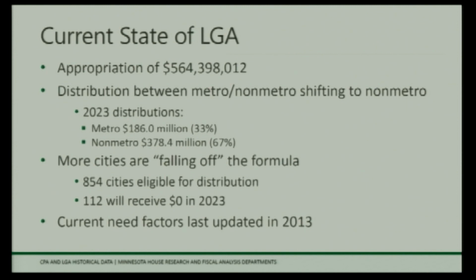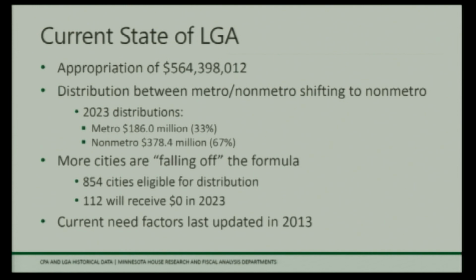So the current state of LGA, again, the appropriation is just over $564 million. That appropriation had been indexed to inflation in the 1990s. The inflator was removed in 2003 as a part of a formula reform effort engaged in that year. I mentioned on the last slide that the last formula update was in 2013. And at that time, there were concerns with the accuracy of the formula in determining each city's need. But there were also some concerns with the way the distributions of LGA had shifted.